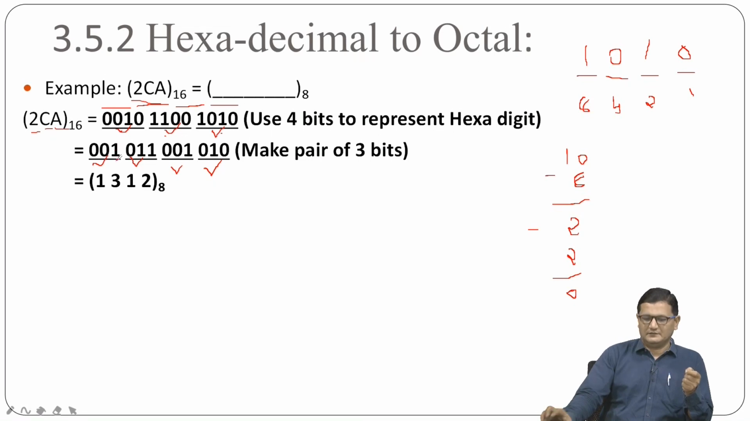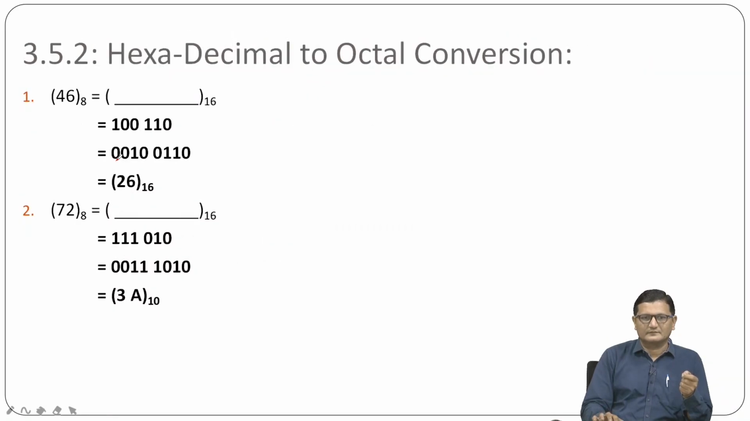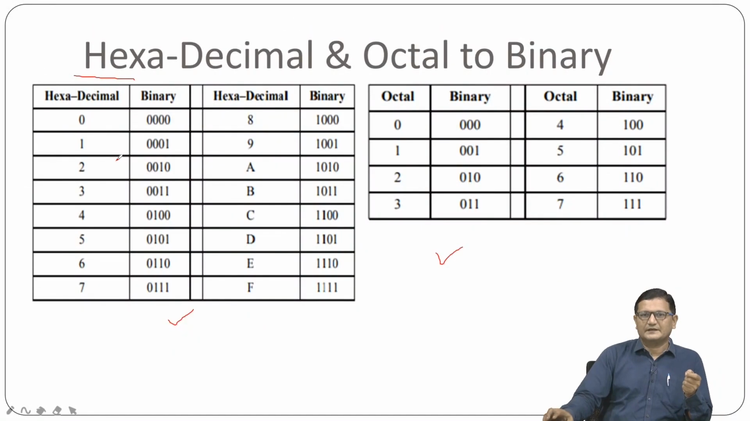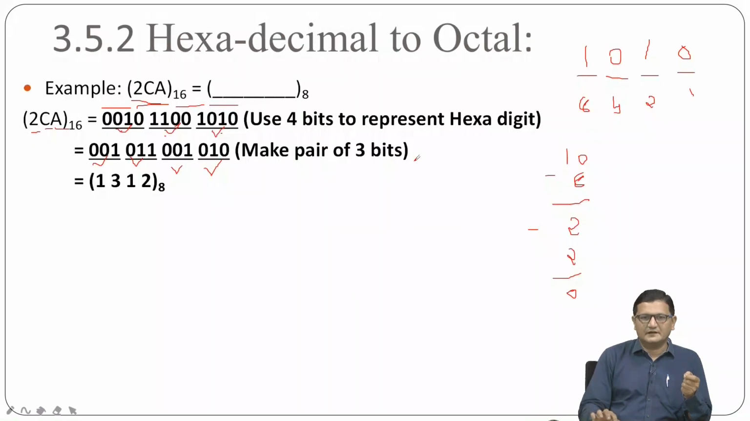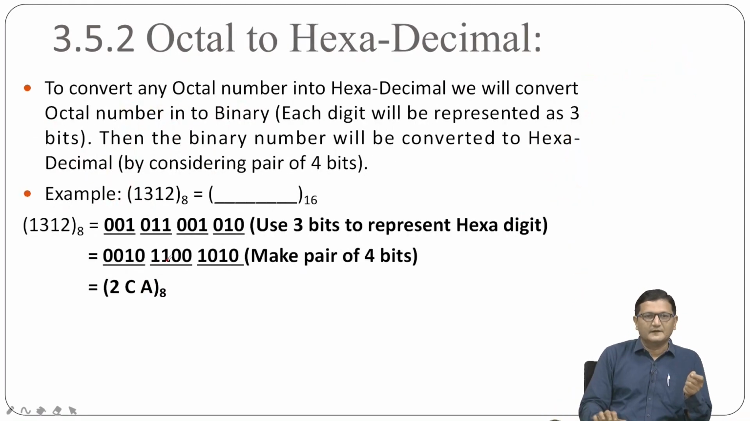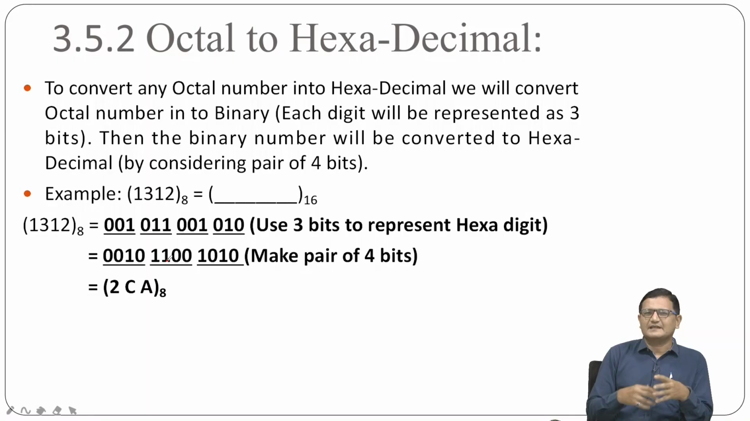Now, 001, you look at this table. Just a minute. Look at this table. 001, it is an octal number of what? 1, right, 1. So, here we have written what? 1. Similarly, if you go through that table, you will understand this is the binary of 3, this is the binary of 1, this is the binary of 2, right. So, this is what the octal number is. Fine. Now, how can we convert any octal number which is given to you into the hexadecimal? So, we just have to repeat the same process.